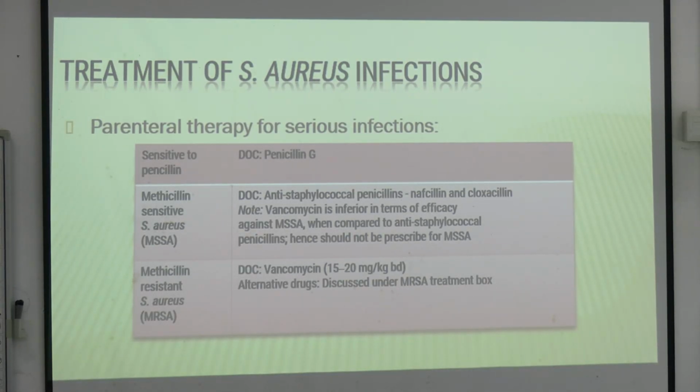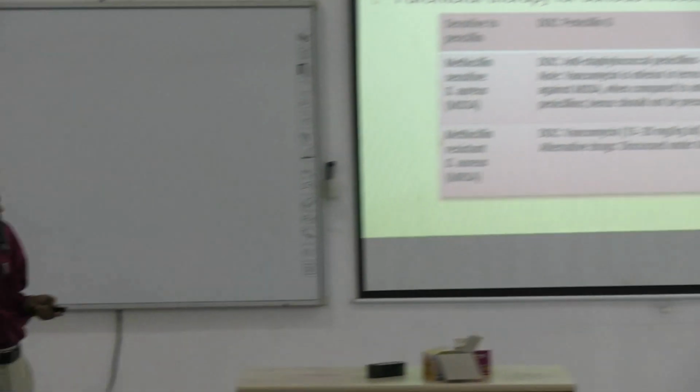Now treatment: when it is methicillin sensitive, use anti-staphylococcal penicillin like cloxacillin and nafcillin. Vancomycin is inferior in terms of efficacy, but when it is MRSA, drug of choice is vancomycin. What other drug can be used in MRSA? Linezolid is one good drug that can be used. If quinolone is sensitive, you can use quinolone, but usually community acquired MRSAs are resistant to quinolones also. So you have to give antibiotic according to the sensitivity test.